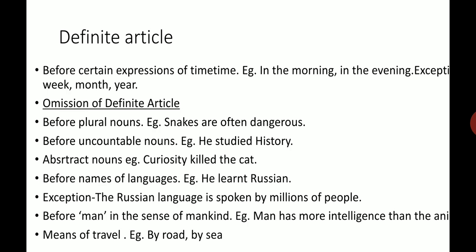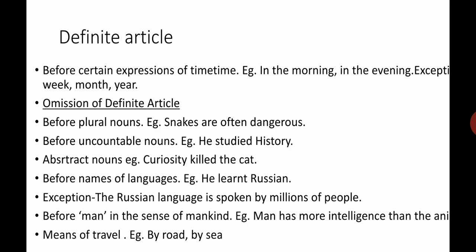Before abstract nouns, for example, curiosity killed the cat. Curiosity is an example of an abstract noun. We cannot say the curiosity. It should be curiosity killed the cat. Another example could be necessity is the mother of invention. So necessity is an abstract noun. We do not put a definite article before it.